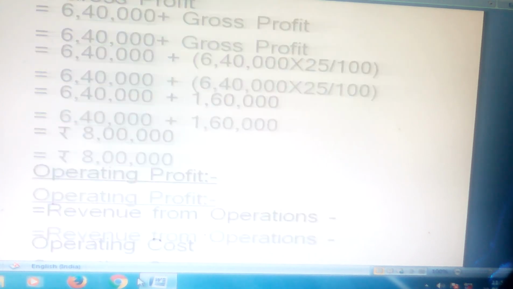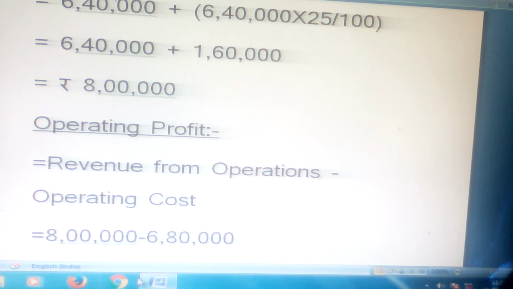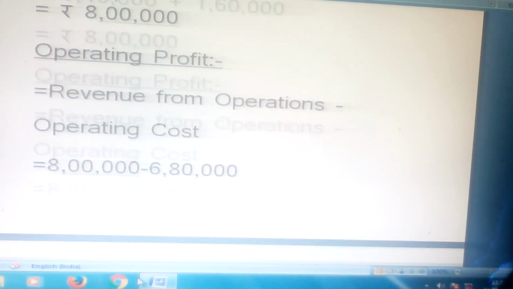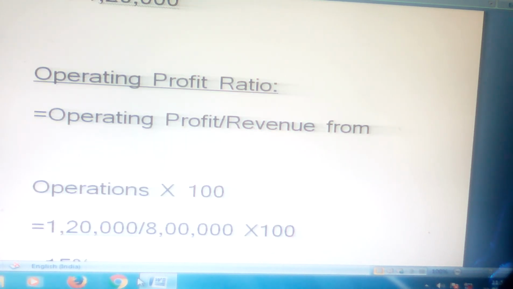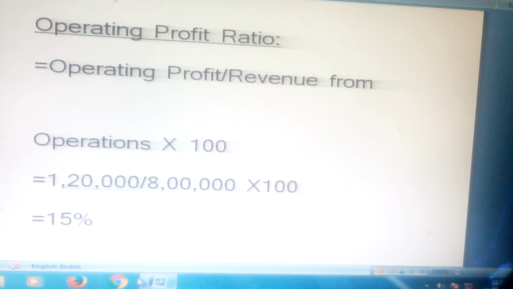So now operating profit, you know, is revenue from operations minus operating cost. Revenue from operations is 8 lakhs, our operating cost is 6,80,000. We get 1,20,000. Now apply the formula: operating profit divided by revenue from operations into 100. Operating profit 1,20,000 divided by our revenue from operations 8 lakhs into 100. We get 15%.